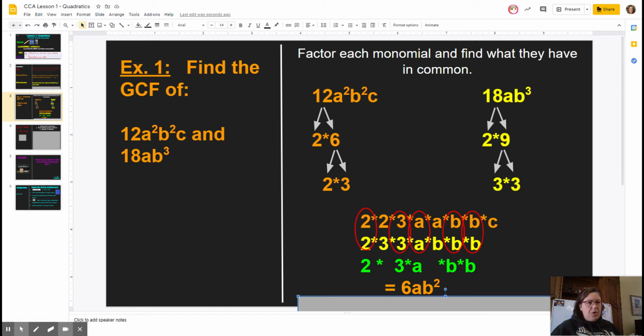Okay, anybody need more time to write down example 1? All right, let's move on to example 2.